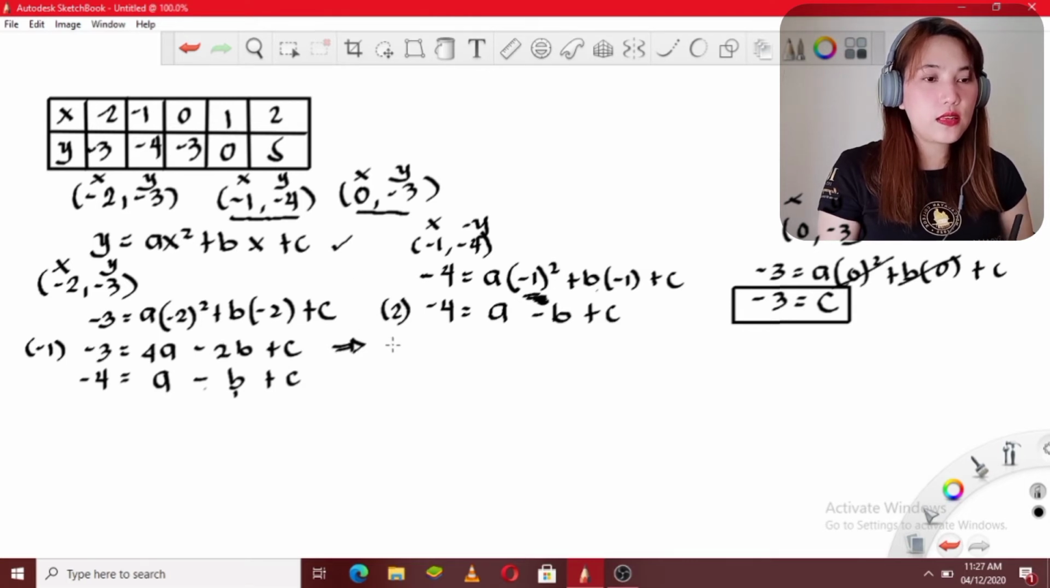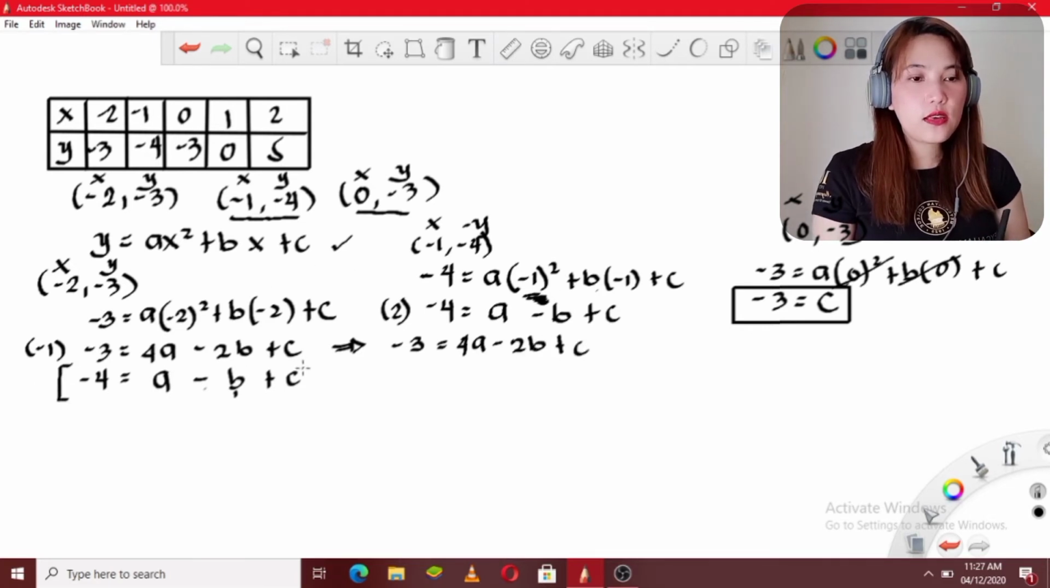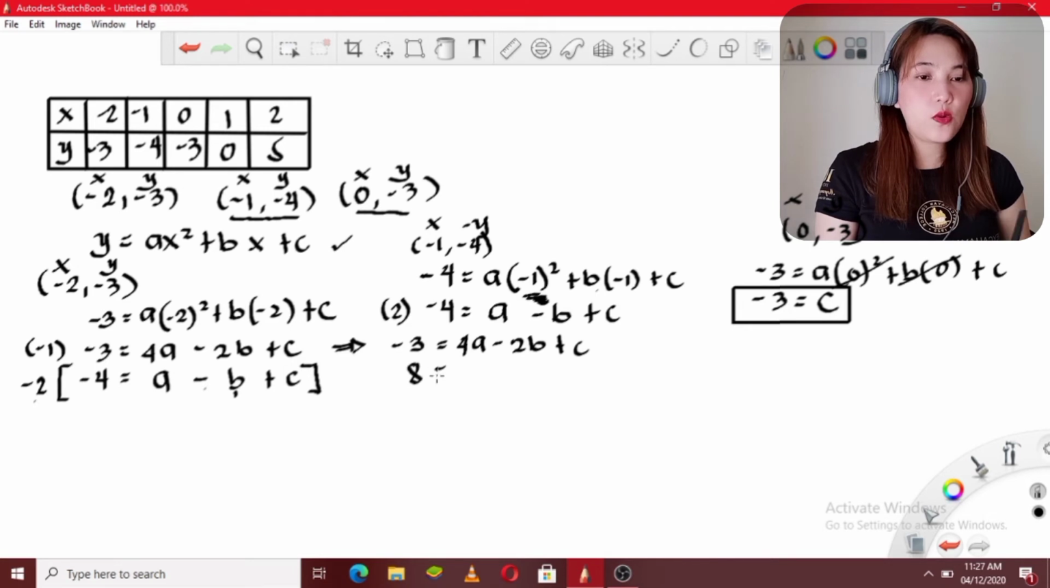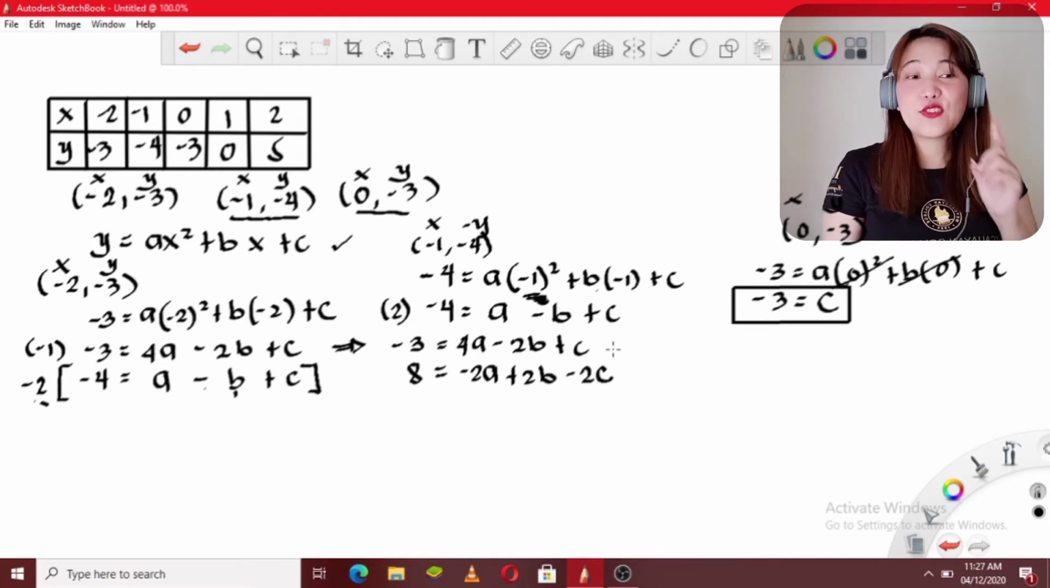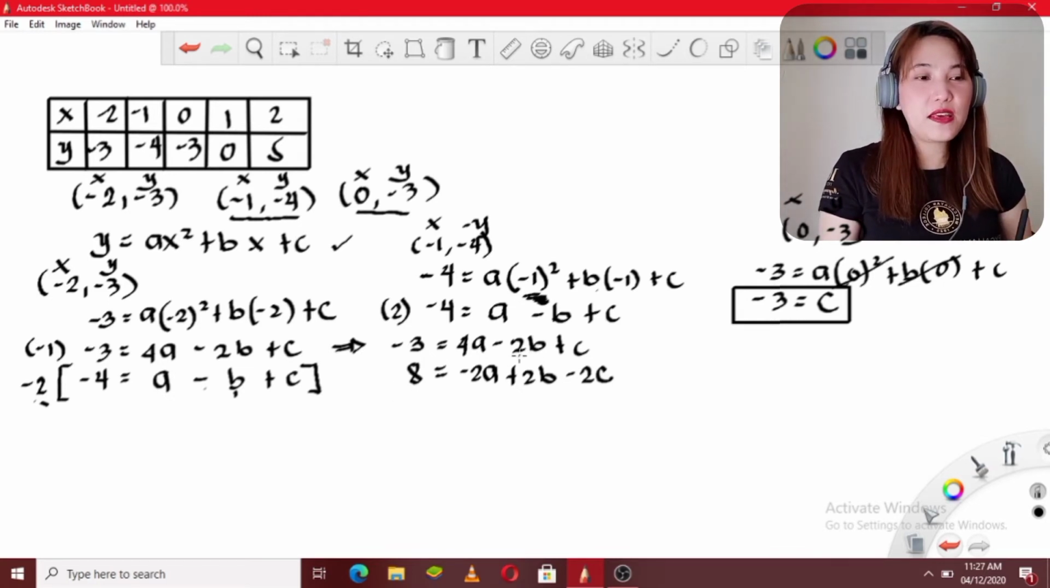Itong first equation natin, lipat natin as negative 3 equals 4a minus 2b plus c. And yung second equation, i-multiply sa negative 2. Negative 2 times negative 4 now is positive 8 equals negative 2 times a, that is negative 2a. And negative 2 times negative b is positive 2b. Negative 2 times c is negative 2c. Ayan. So, pwede ko nang i-eliminate ang b.